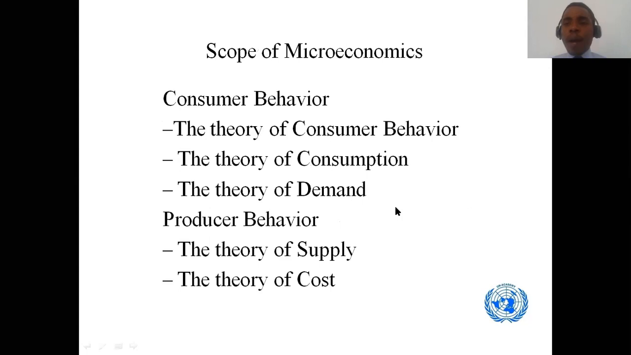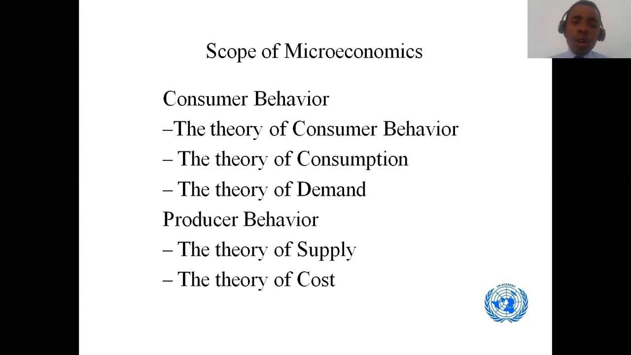So what is the scope of microeconomics? We also have the scope of macroeconomics. The scope of microeconomics has to do with consumer behavior, producer behavior. I told you last time, if you're going to be a successful individual or a successful nation, we use Somalia as a case study, they have to find out how they can produce goods and services and export it to the rest of the world. It's a very important task for them to do if they're going to be successful later.